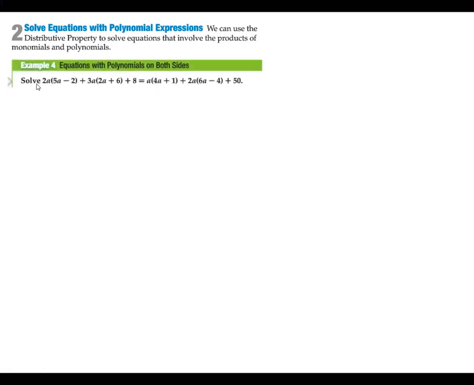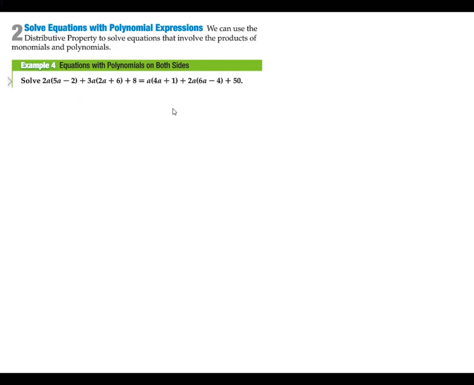All right, let's talk a little bit about solving equations with polynomial expressions. We can use the distributive property and multiplying a polynomial by a binomial to solve equations. So let's check one out right here. So let's solve this big, long, bad looking thing right here.